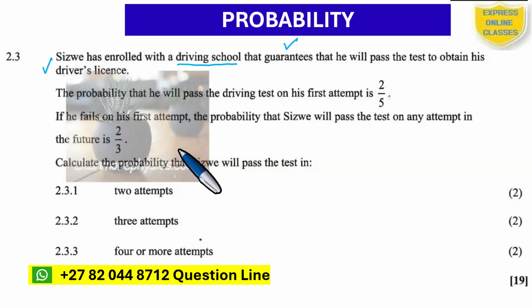The probability that he will pass the driving test on his first attempt is 2 out of 5. If he fails on his first attempt, the probability that Sizwe will pass the test on any attempt in the future is 2 over 3. So either Sizwe is going to pass the test, or he might fail the test. Those are the possible outcomes. Calculate the probability that Sizwe will pass the test in 2 attempts. You have 2 minutes. Then we'll discuss the corrections.